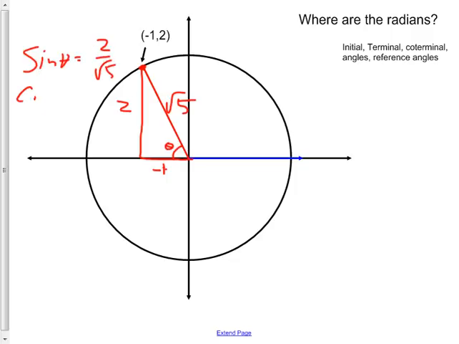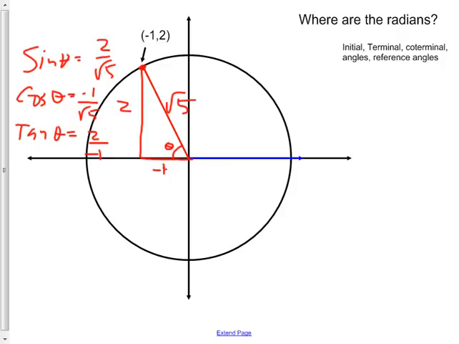The cosine of theta is adjacent over hypotenuse, negative 1 over square root of 5. Notice I have a negative answer in there. And last is tangent of theta. Tangent is TOA, opposite over adjacent, 2 over negative 1, which is the same as negative 2.